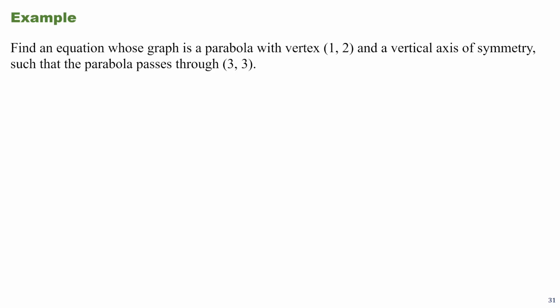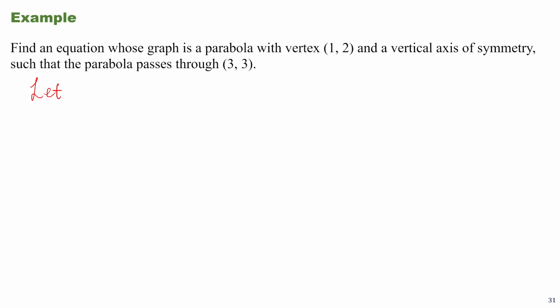Can you find an equation whose graph is a parabola with vertex (1, 2) and vertical axis of symmetry, such that the parabola passes through the point (3, 3)? So this time you know information of the vertex, and we also know it's a parabola and it passes through (3, 3). Note that there are three types of equations we can use to express a parabola or quadratic function. In this question we know its vertex, so it's better to use the vertex form.